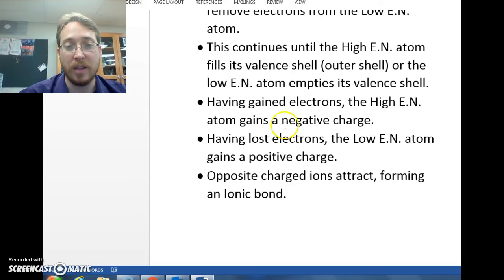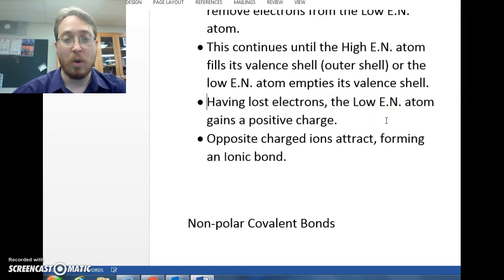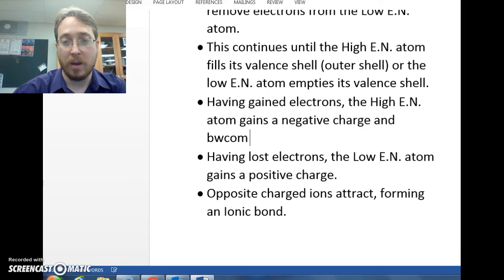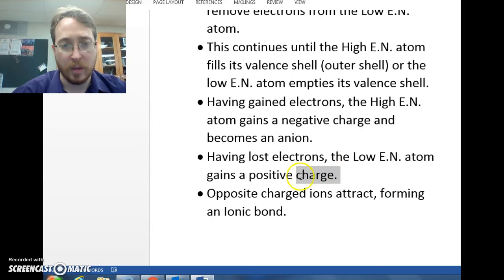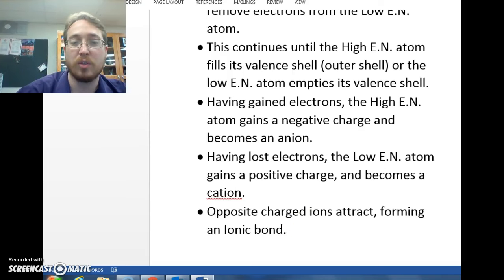I would like to say that I'm going to change this to gains a negative charge, and becomes an anion, because we want to learn those terms. We want to use those correctly. And the low electronegative atom gains a positive charge and becomes a cation. And then, of course, opposite charged ions attract, forming an ionic bond.